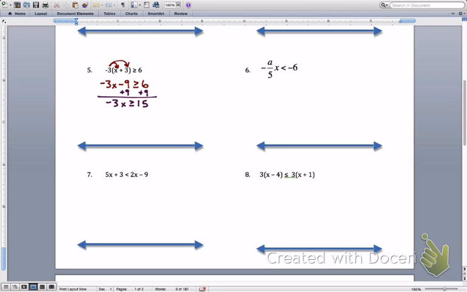From here, in order to get x by itself, we need to divide by -3. What we cannot forget is that when we divide by a negative, we need to flip the sign. And 15 divided by -3 is -5. So solving the inequality, we should get that statement. And let's go ahead and graph that.